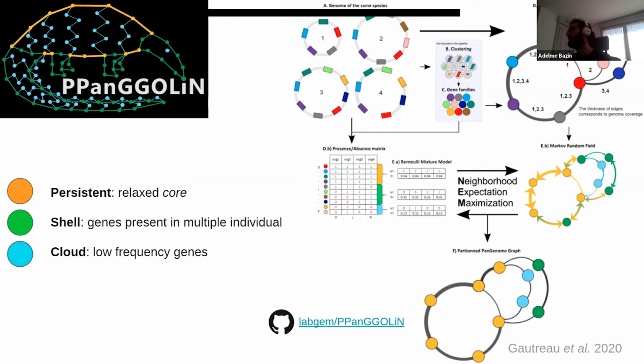Then we partition the graph into the 3 partitions. Most other approaches rely on hard-coded thresholds that are usually picked because most people use the same thresholds. Here, we chose to use a statistical partitioning method called the neighborhood expectation maximization. It relies on a binary mixture model combined with a Markov random field to produce a partitioned pangenome graph.